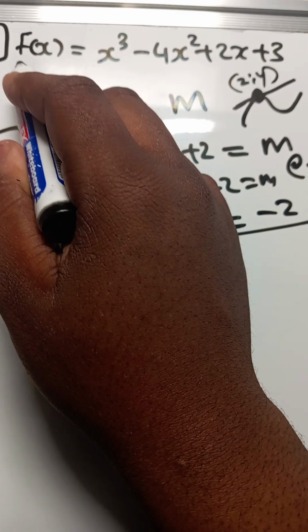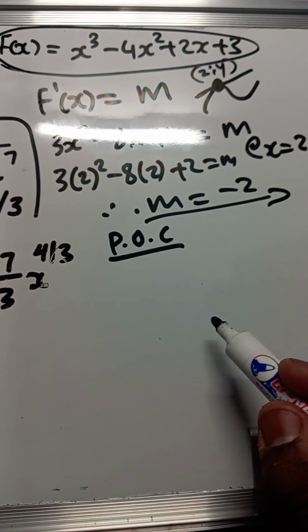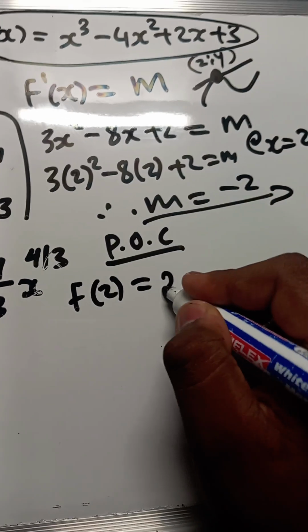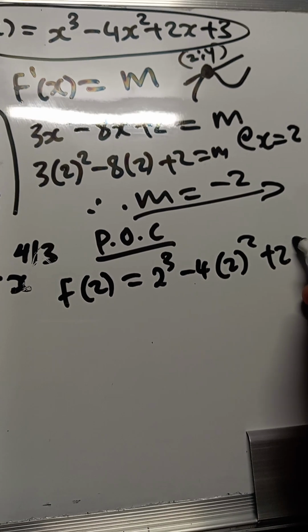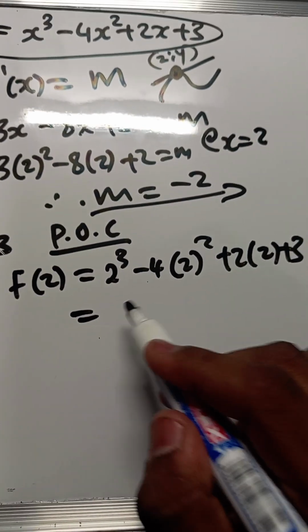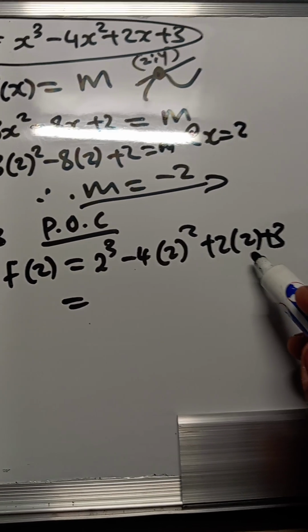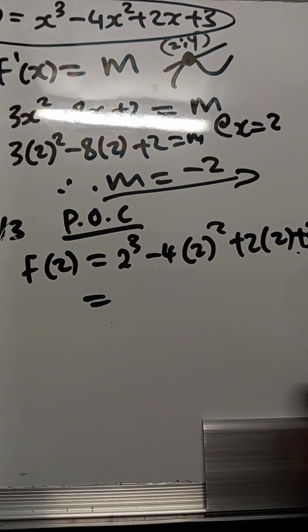I'm just going to find my corresponding y value using the original equation. So I just have 2 cubed minus 4 times 2 squared plus 2 times 2 plus 3. Then what is it now? 8 minus 16, which is minus 8, plus 4 minus 4 plus 3. What is minus 4 plus 3?